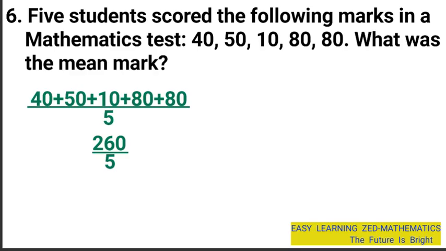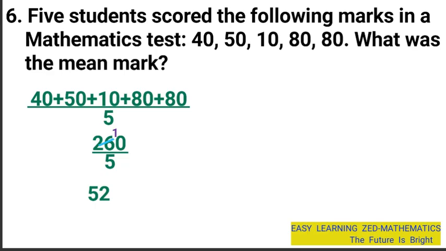2 divided by 5, we can't. 2 is smaller than 5, or we can, but the answer will be a decimal number, and we want the answer to be a whole number. Therefore, we're going to get 6 and put it together with 2, then it becomes 26. 26 divided by 5 is 5, remainder 1. So on top we're remaining with 10. 10 divided by 5 will give us 2. So the mean mark is 52.